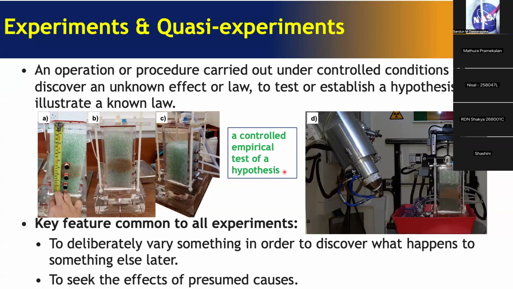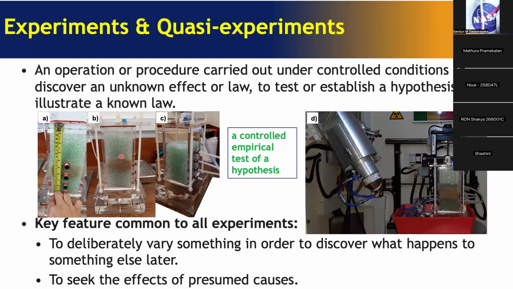The idea is a controlled empirical test of a hypothesis, deliberately varying something in order to discover what happens to something else later. The change that we applied here was the pressure gradient, the difference in the water pressure.